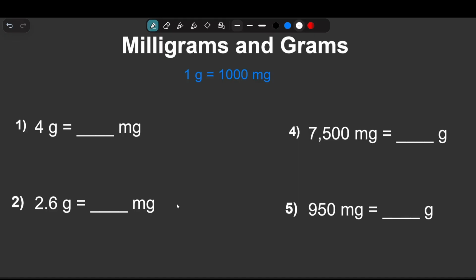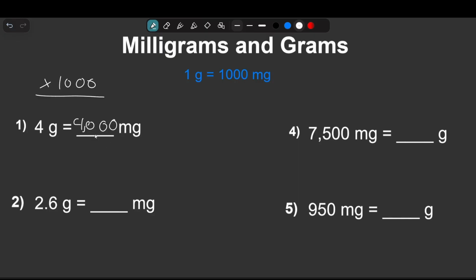So we have 4 examples here on your screen, and we're going to go through all of them together to get this down. So for the first example, we have 4 grams equals how many milligrams? So again, as I said, if we are going to a smaller unit, from grams to milligrams, we are going to multiply by 1000. So 4 multiplied by 1000 will equal 4000.